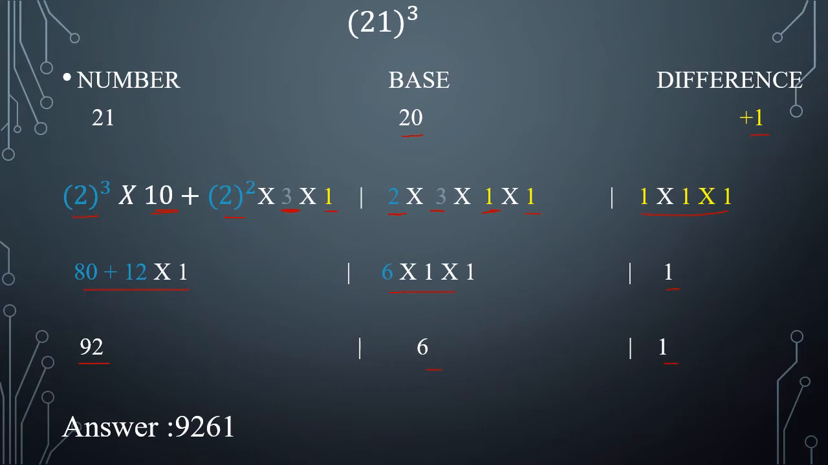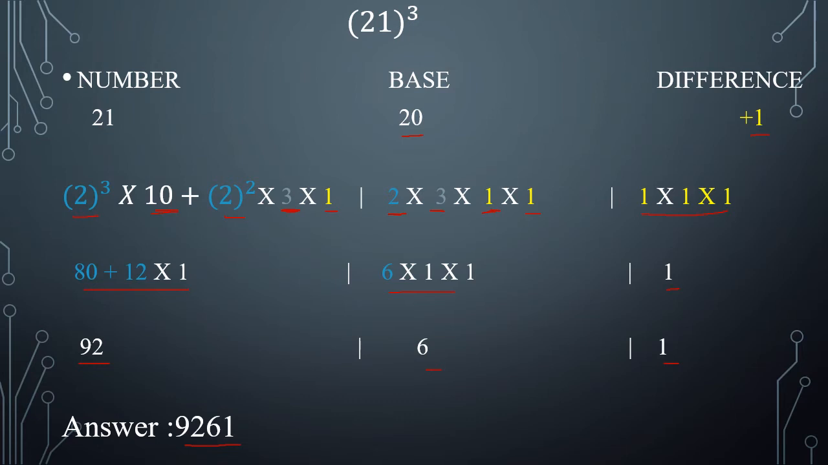Now, the number of digits in the second and the third part depends on the zeros in the base. The base is 10, the working base is 20, so both have the number of zeros 1. So it should be a single digit number. 6 is a single digit, 1 is a single digit. We just need to combine the 3 parts. So 9261 is the complete answer.